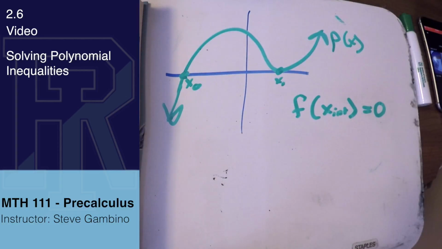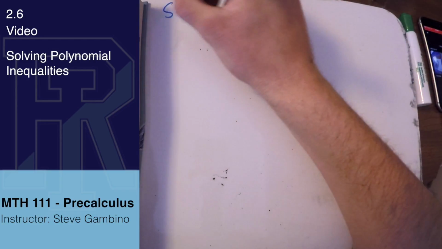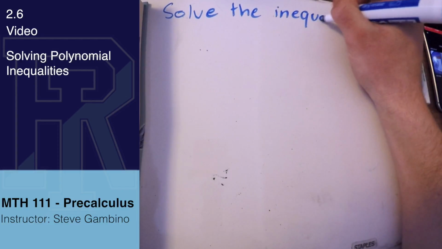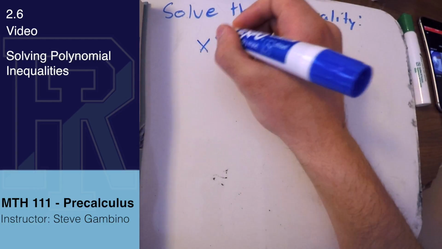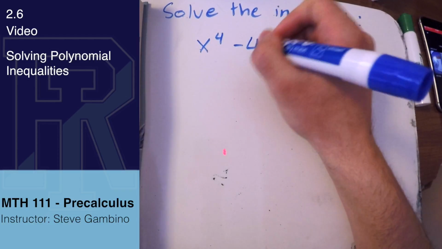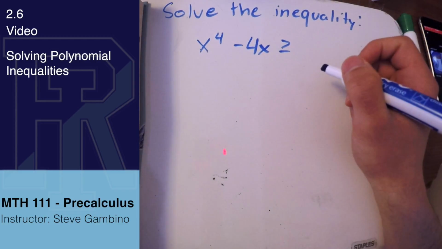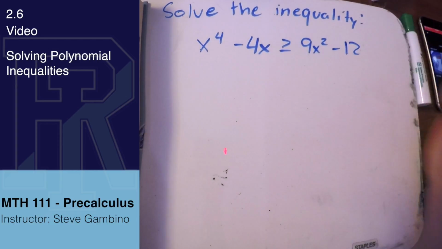But yeah, that's a lot of words. Let's put this into action and see what specifically I mean by this. For example, we might be asked to solve the following inequality: x to the fourth minus 4x is greater than or equal to 9x squared minus 12.